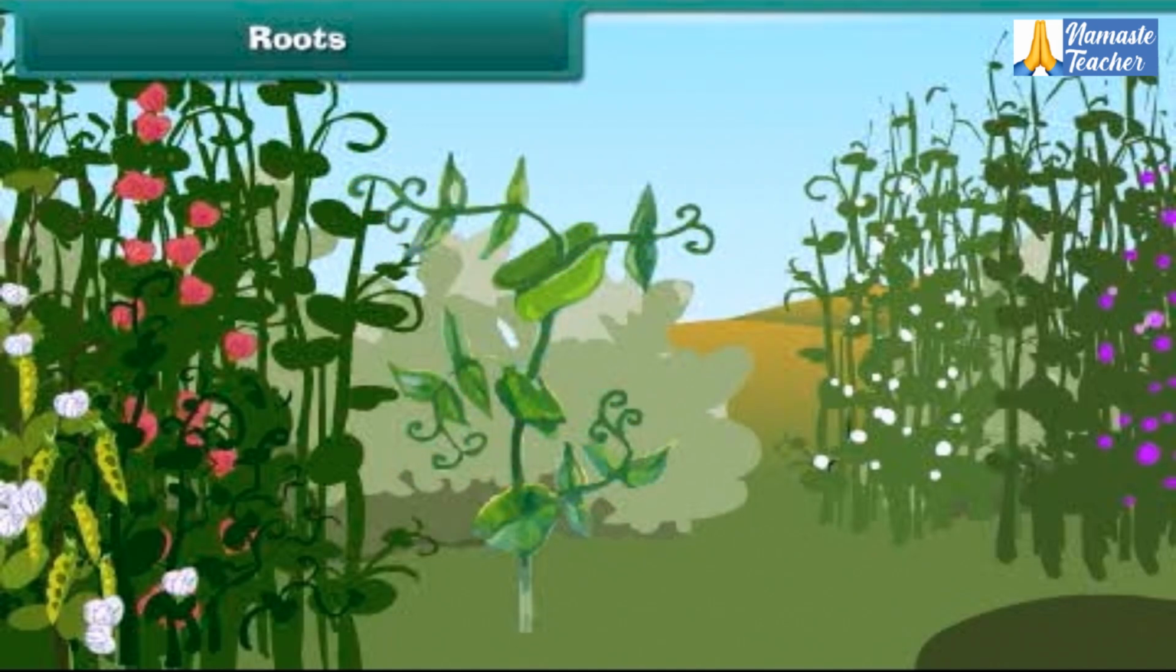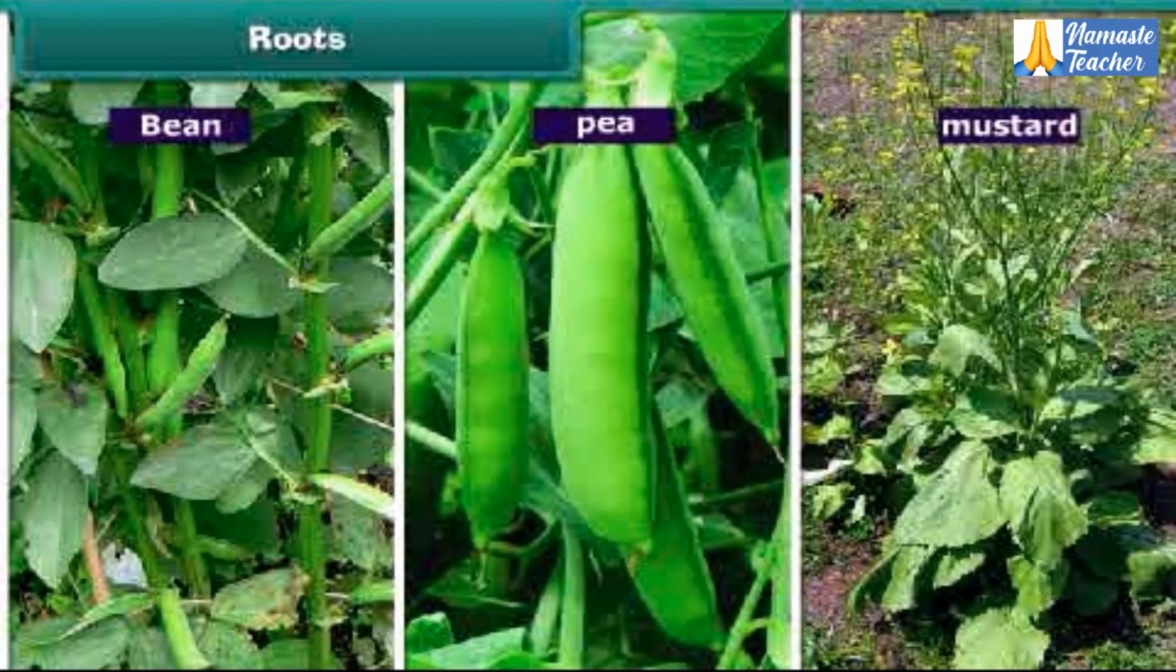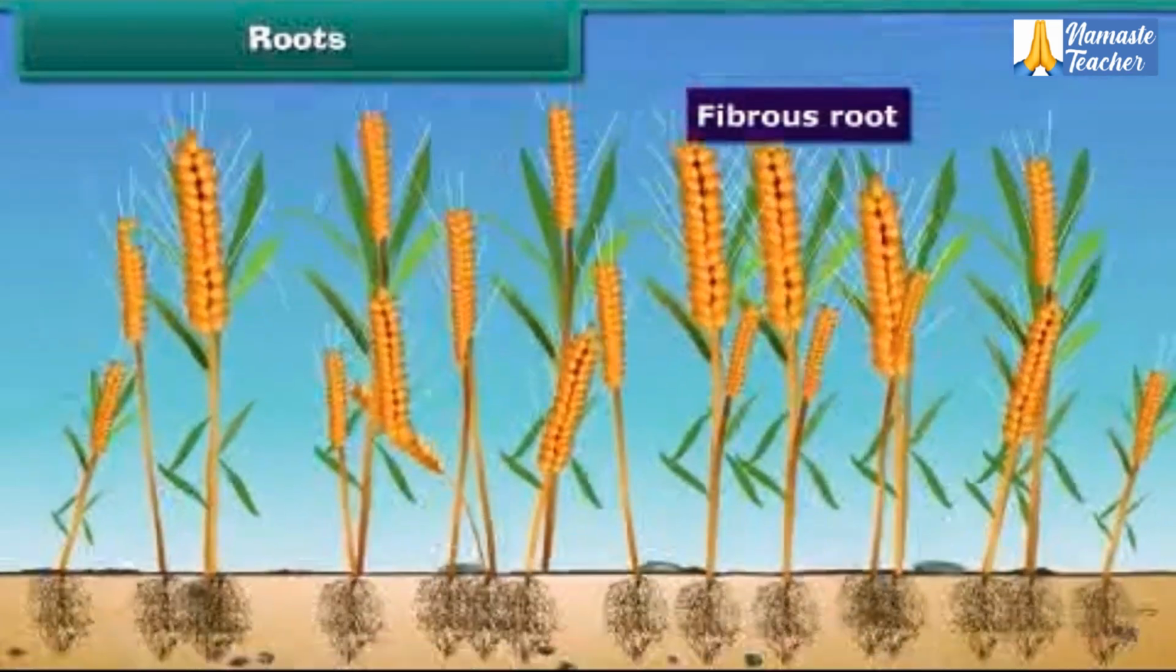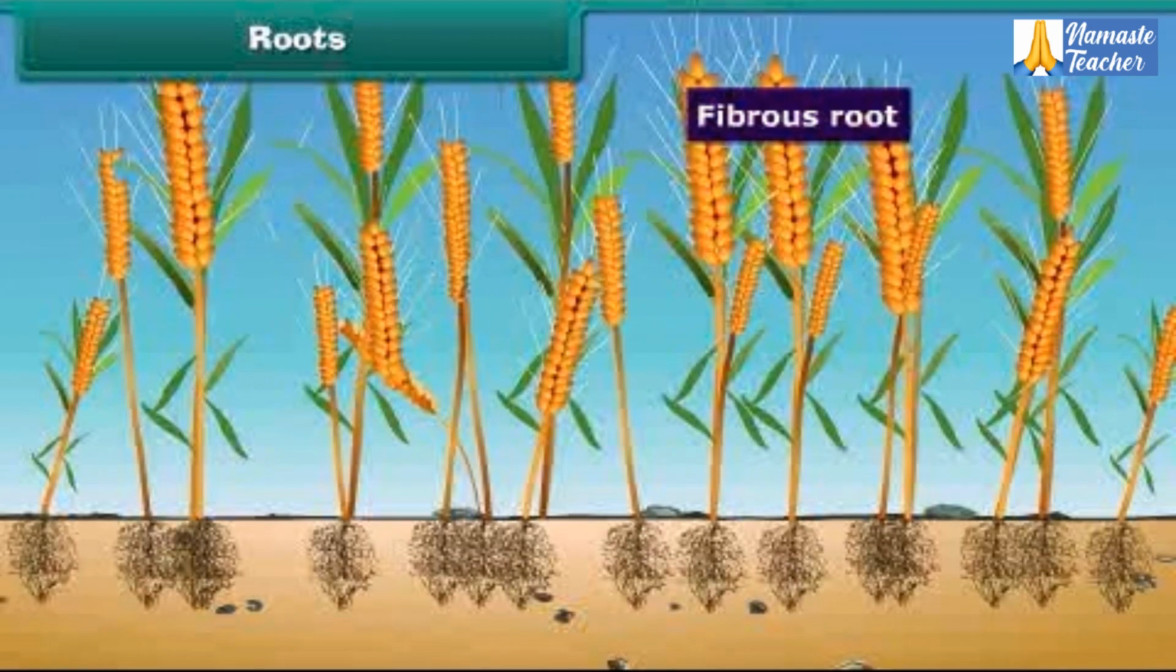Tap roots are generally found in bean, pea, and mustard plants. But in a fibrous root, a number of almost equal-sized roots are attached to the end of the stem. That is, there is no main root like tap root. This kind of roots is present in grass and wheat.